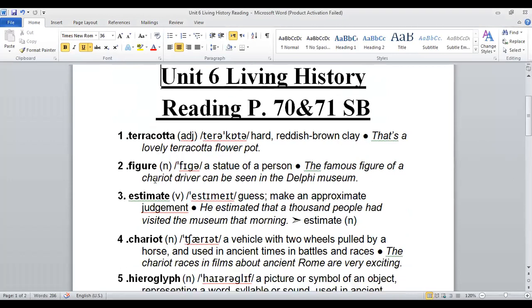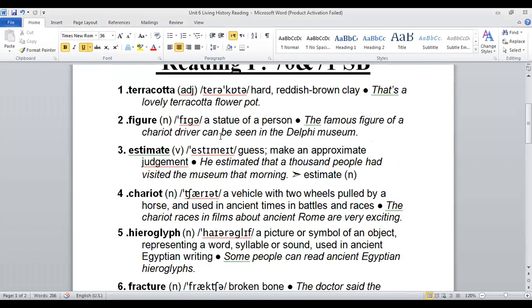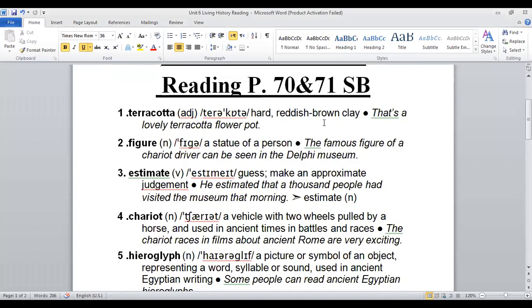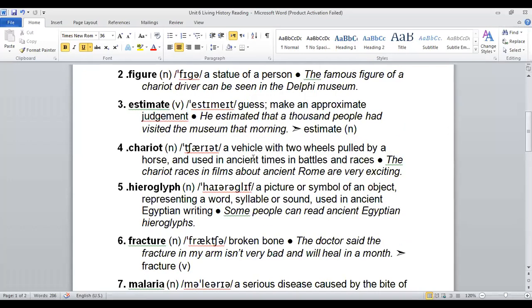The first one is terracotta, and this word means hard reddish brown clay. Number two, figure, and it means a statue of a person. Number three, estimate. Estimate means guess or make a judgment. Number four, chariot. Chariot means a vehicle with two wheels pulled by a horse and used in ancient times in battles and races.